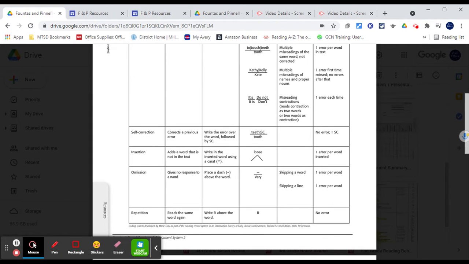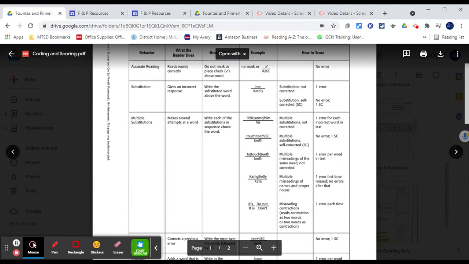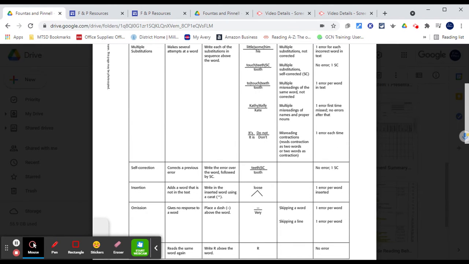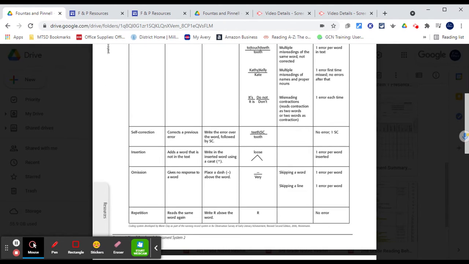Now, if they substitute the word but then self-correct it, then you want to write an SC. This is not considered an error, while the two above here are considered an error, so you would score this as an error when you are scoring for the accuracy. But self-corrections are not an error.